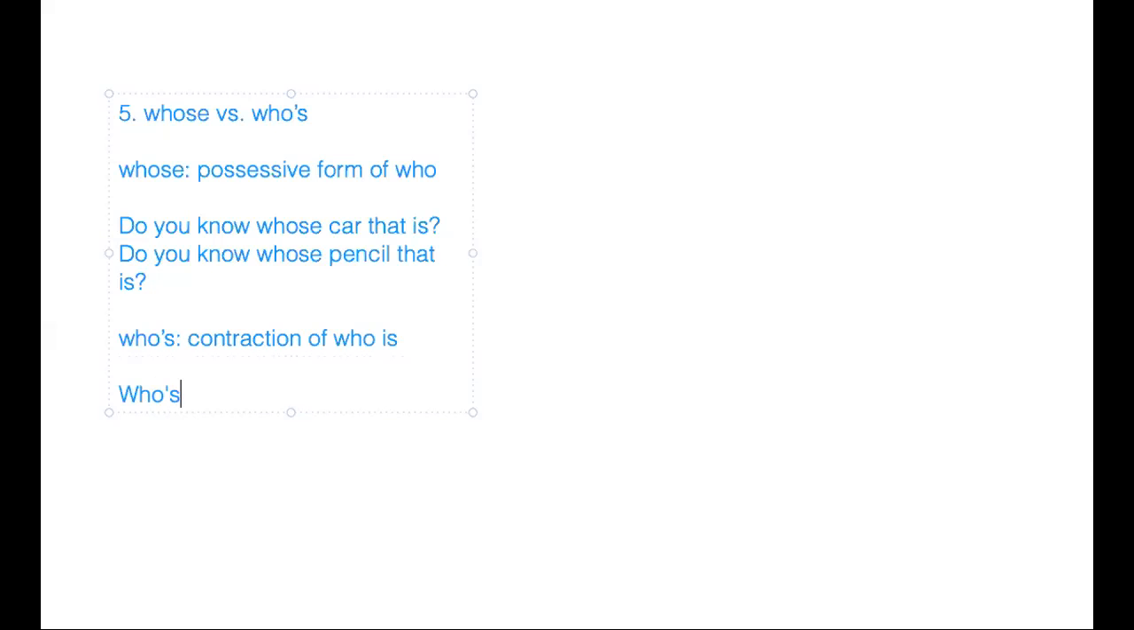Like, who's going to help me clean up this mess? So if we break it apart, who is going to help me clean up this mess? We're not talking about someone owning or possessing something, so we're going to use the apostrophe form of who's.